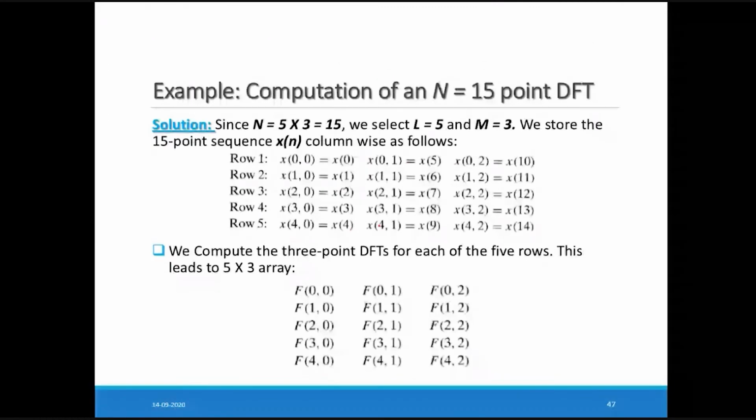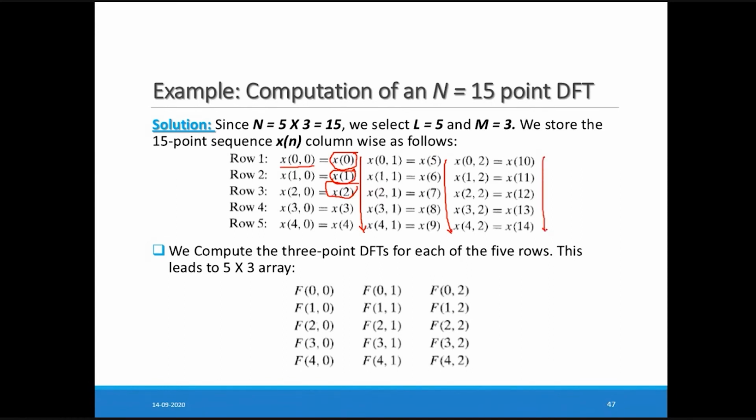So here, first row, first column, we store x0 over there, then x1, then x2, like this. Here we can store the first 5 values from 0 to 4, the next 5 values and the last 5 values.